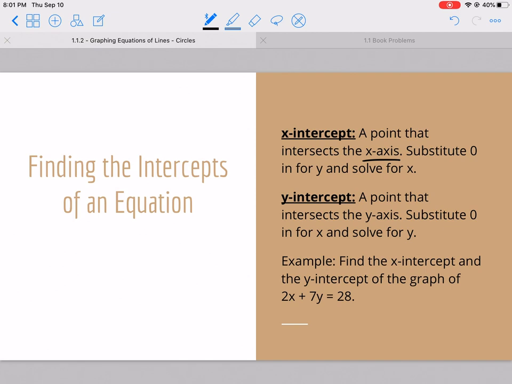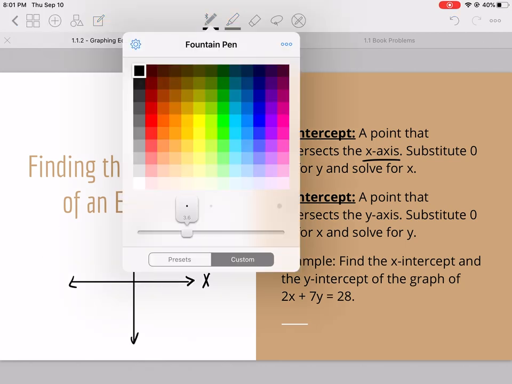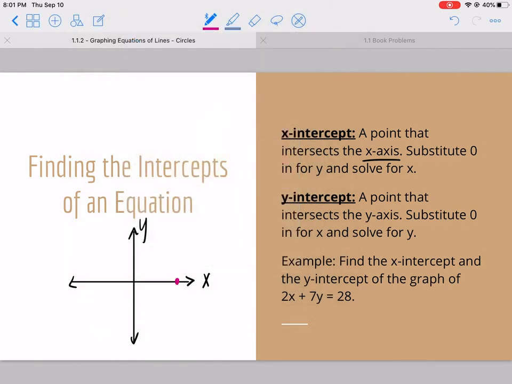So in order to solve for the x-intercept, if we think about a coordinate plane where we've got our x and our y axes, an x-coordinate is anywhere along the x-axis, okay? Any point that is going to cross or intersect this x-axis. Well, what is y equal to all along this x-axis? Y is equal to 0. So we're going to substitute 0 in for y.